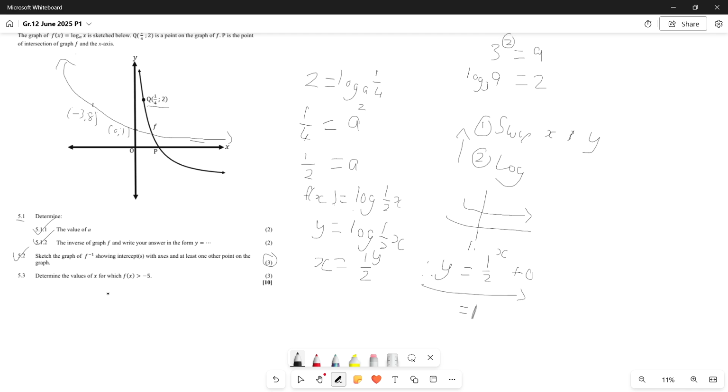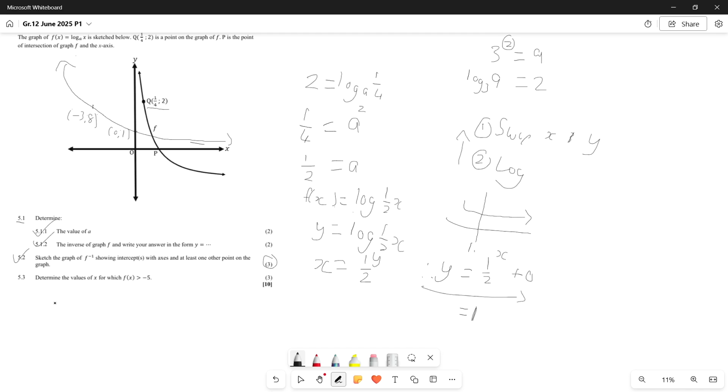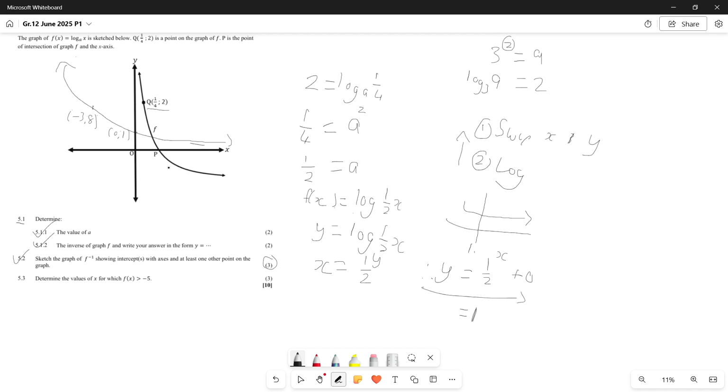and then it is asking us to determine the values of x for which f of x, the original graph, is greater than negative 5. So we can try and interpret it, but we don't know where we're at here in terms of the y value. So we're looking where horizontally are we above or below this point. And in this case, we are seeing where this graph is above negative 5. So we're not sure if this is negative 5 yet, and we don't know when that starts to occur.